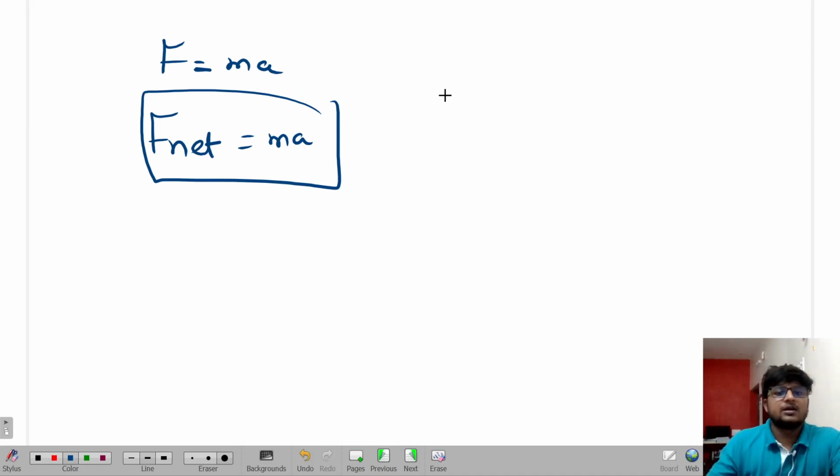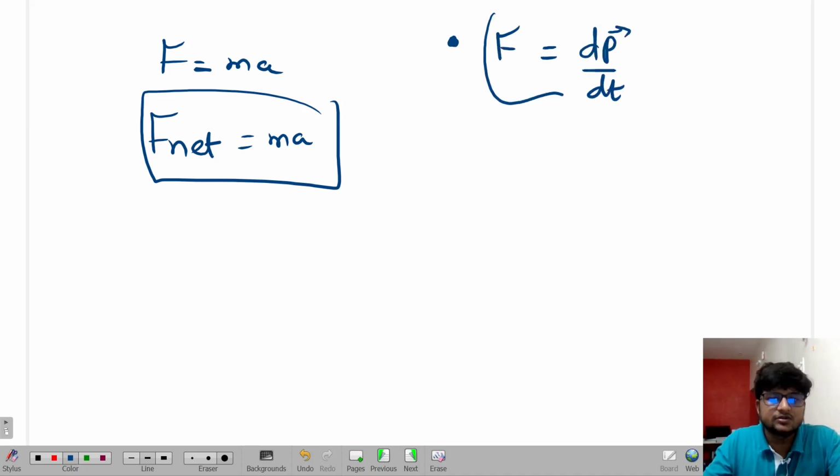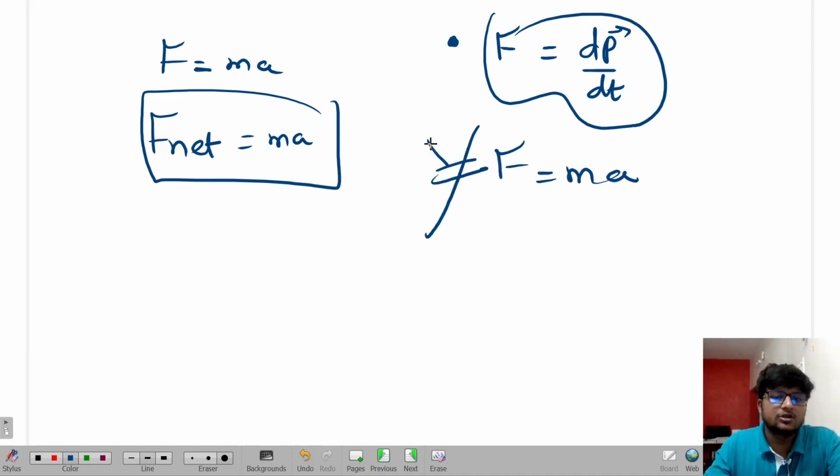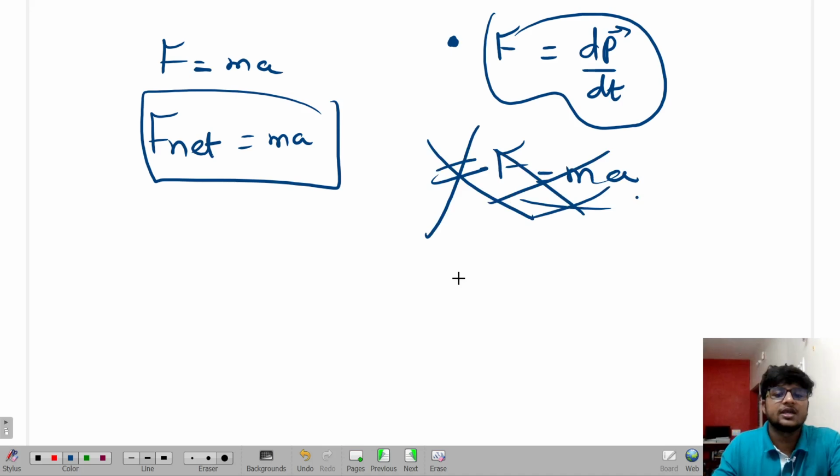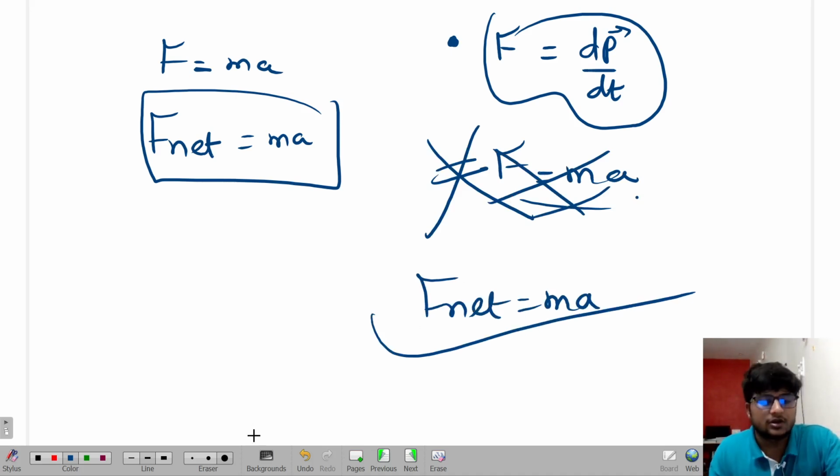This is why Newton's second law is said as dp vector by dt. This is Newton's second law. If you say F is equal to ma, is this Newton's second law? The answer is no, sir. If I write F net is equal to ma, that can be called Newton's second law. Are you with me or not?